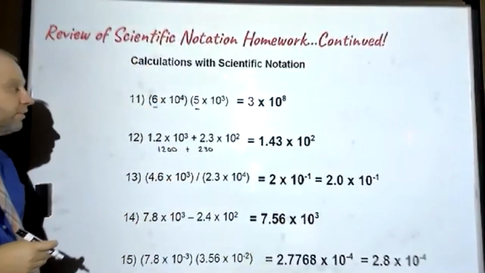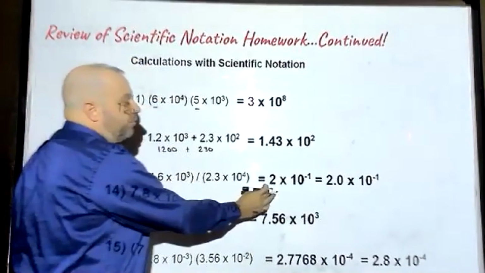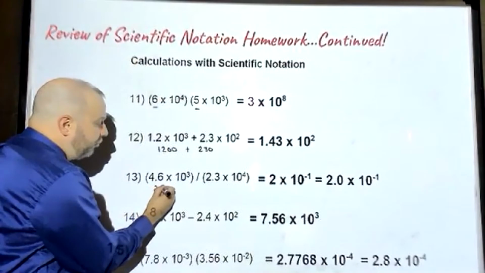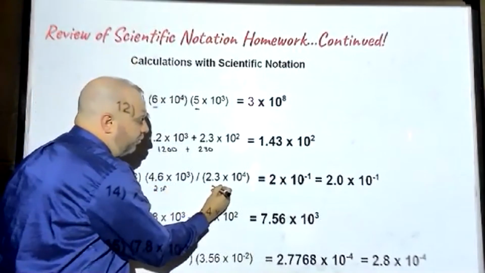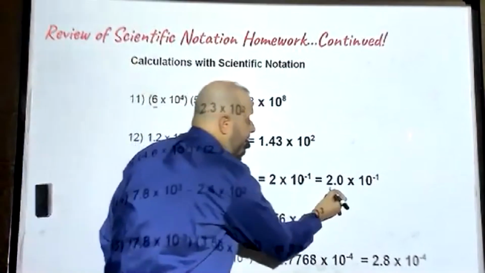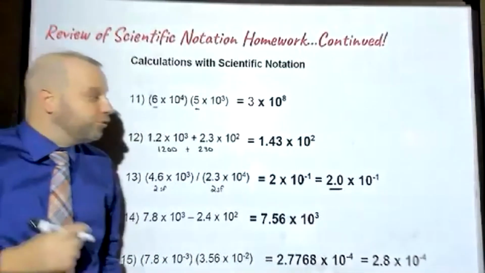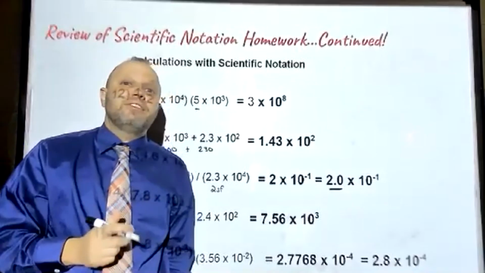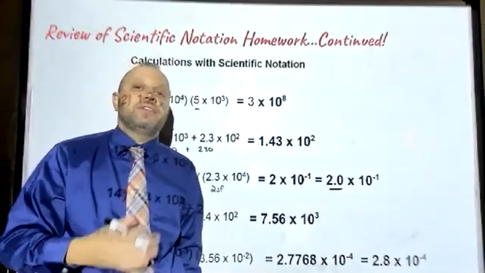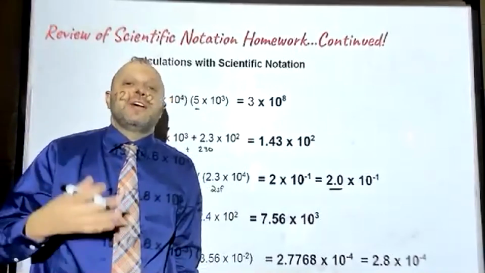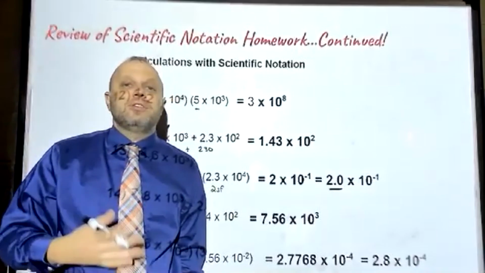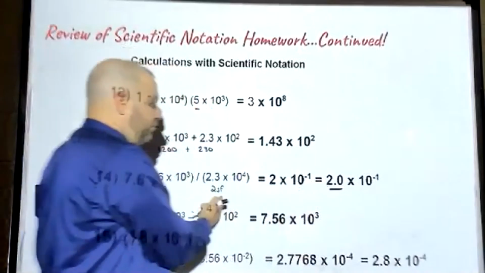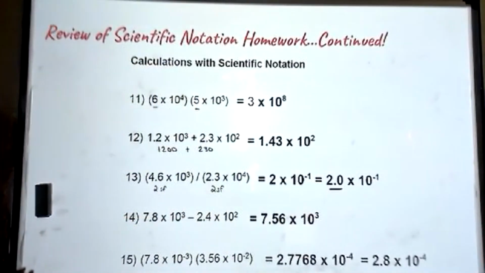In problem number 13, when we multiply this out, our calculator gives us this answer. However, because we have two significant figures here and two significant figures here, we actually have to report our answer as 2.0 times 10 to the negative 1 in order to get back the two significant figures that we need. So just be mindful of that. Sometimes the calculator is not aware that you are trying to maintain significant figures. It might report the answer like this, but you know that you would have to report the answer like this because of our rules for significant figures.